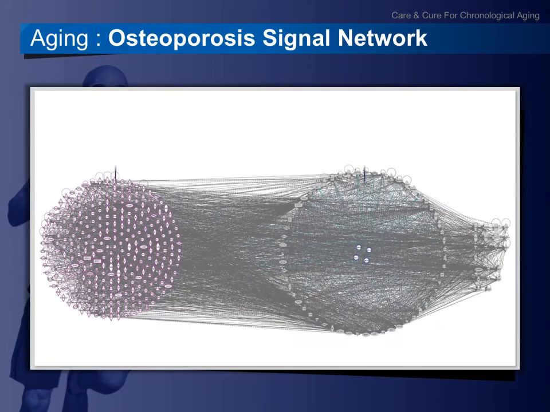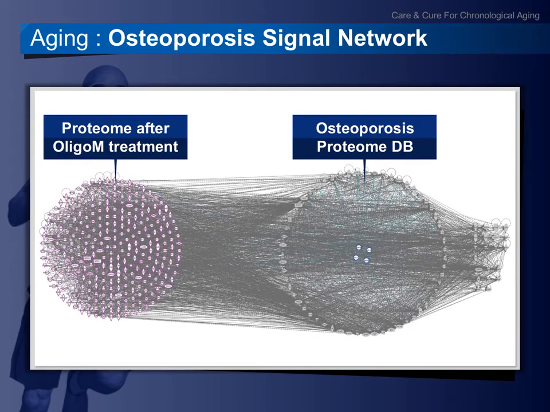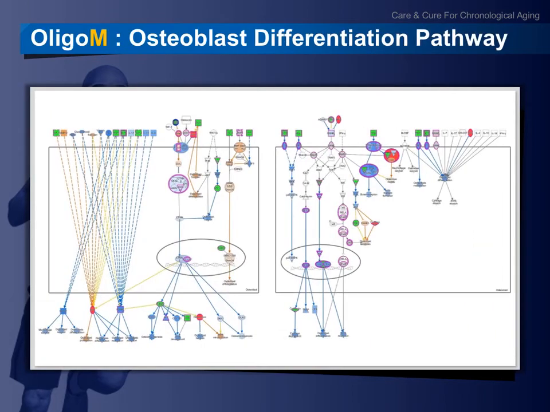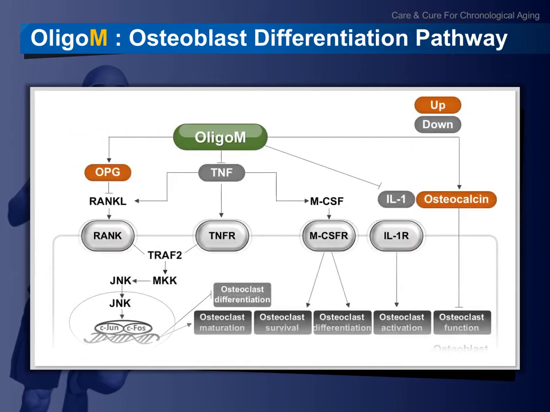Here is the osteoporosis signaling network that shows the proteome after OligoM treatment in comparison to the osteoporosis proteome database. It is highly linked and very complex. However, it becomes more simplified when looking at the osteoblast differentiation pathway. After treatment with OligoM, OligoM activates OPG and osteocalcin, but it blocks the expression of TNF and IL-1, an osteoclast-activating cytokine.